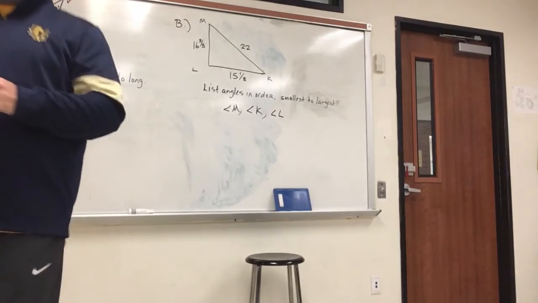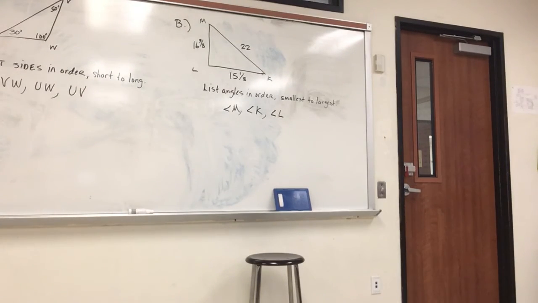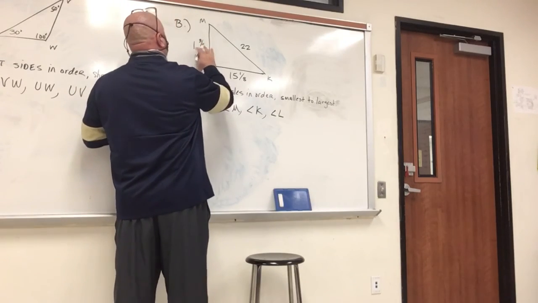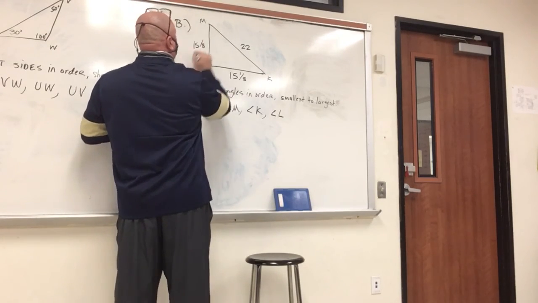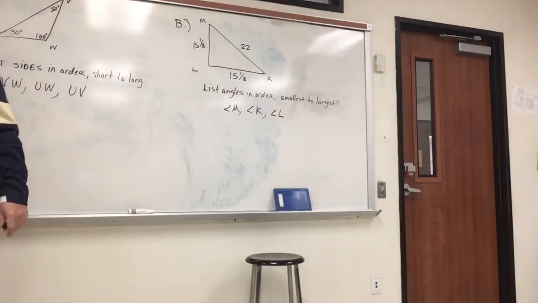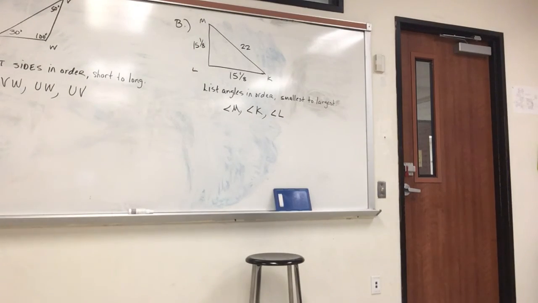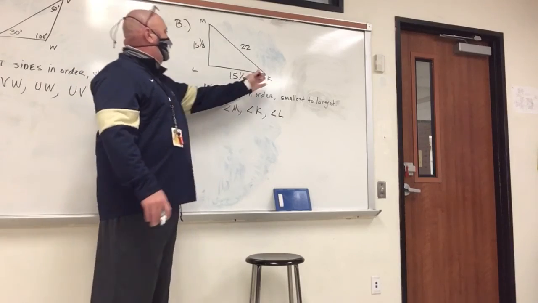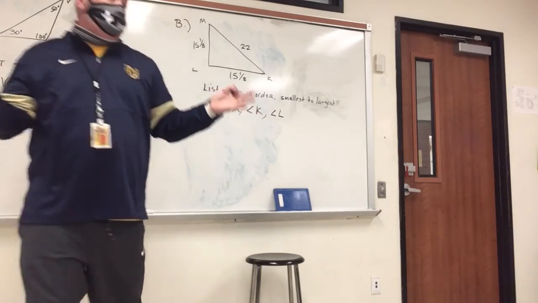The biggest thing that I hear out of you right now is this. When you name angles, you use one letter. When you name sides, how many letters do you have to use? 2. That's it. Here's a for instance. What if this number right here was 15 and 1/8 also? What if it's tied? What angle's the smallest now? Either one. It's going to be either K or M, and it doesn't matter.